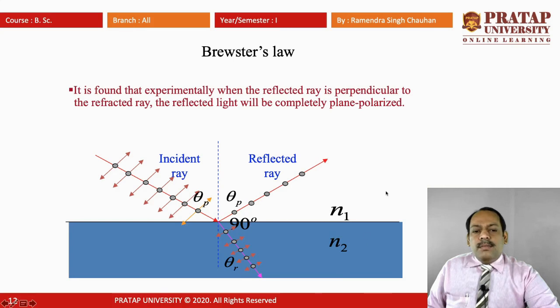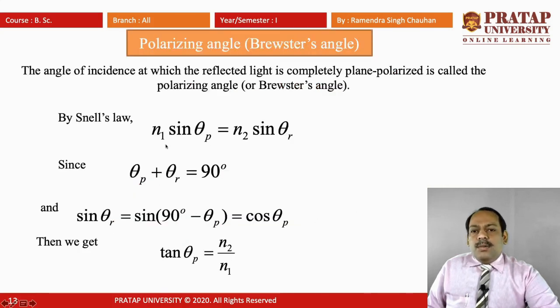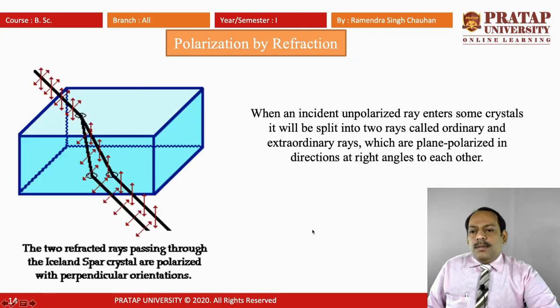And here we can see N1 is the refractive index of this medium and N2 is the refractive index of the second medium. So now by Snell's law, sin theta p upon sin theta r is equal to N2 upon N1. So N1 sin theta p is equal to N2 sin theta r. Since theta p plus theta r is equal to 90 degrees, sin theta r is equal to sin of 90 minus theta p, that is cos theta p, then we get tan theta p equal to N2 upon N1. So in this way we get Brewster's law, tan theta p is equal to N2 upon N1.